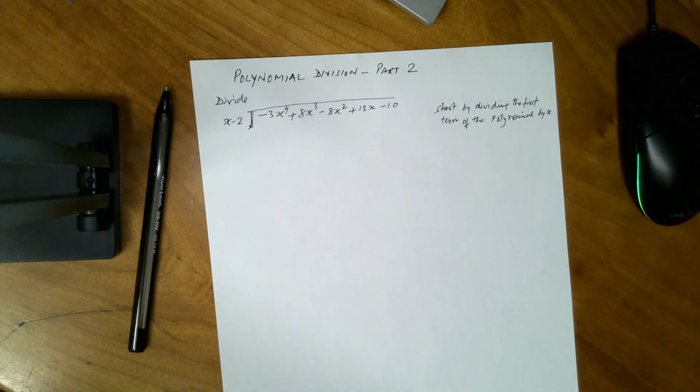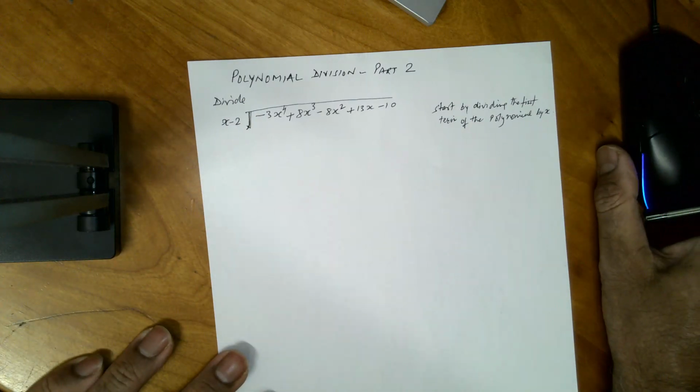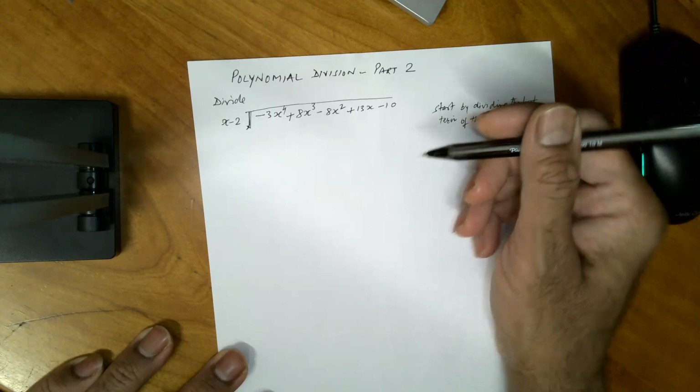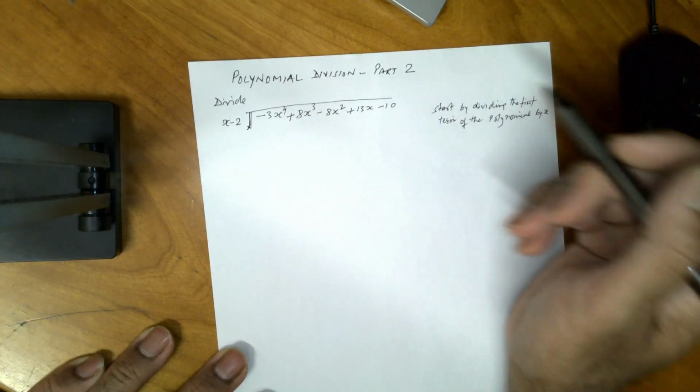In this video, I will explain polynomial division. I have covered it in my previous video as well. However, this is just a continuation of part 2, with another example. So on the screen, you have this polynomial where we have to divide by x minus 2.